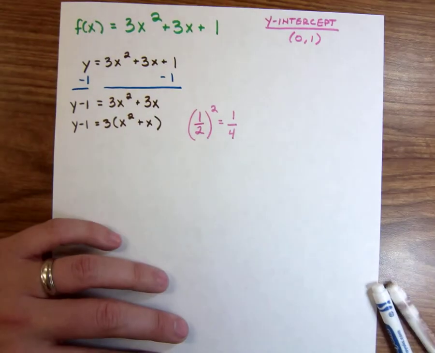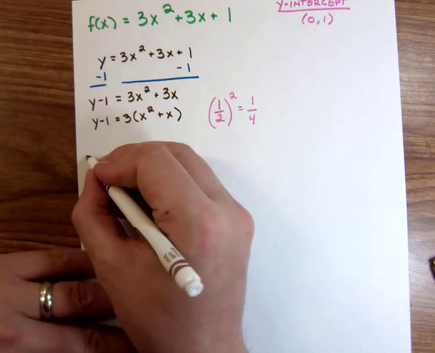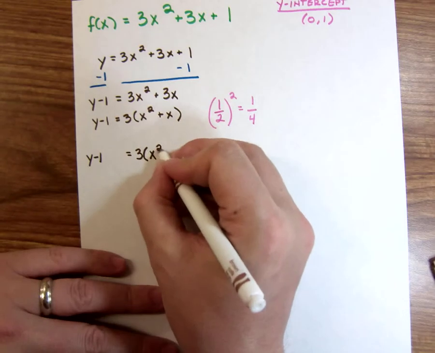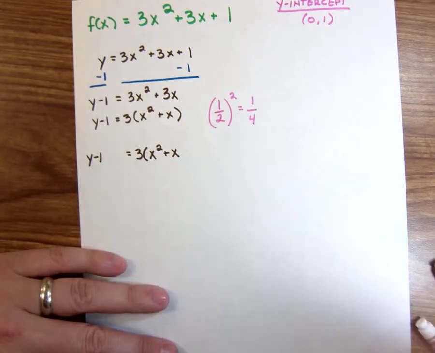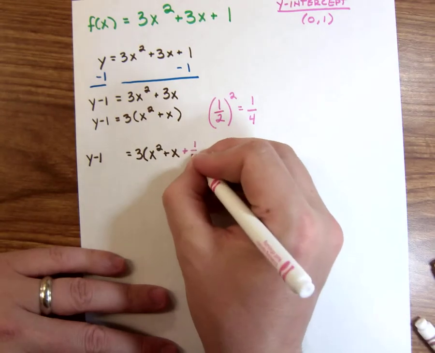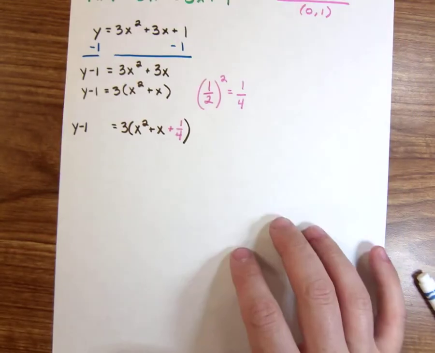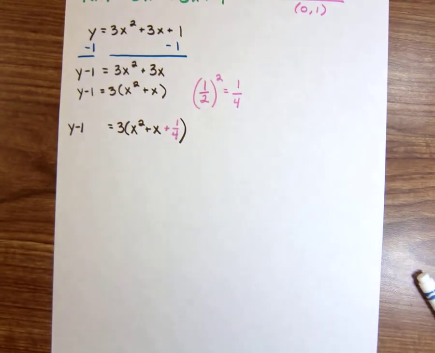Okay, now here's where it gets tricky. X squared plus x plus 1/4. Now here's why it's tricky. Did I really just add 1/4? Yeah. I did not. I know it looks like I did plus 1/4, but that is not a plus 1/4. How much did I actually add?